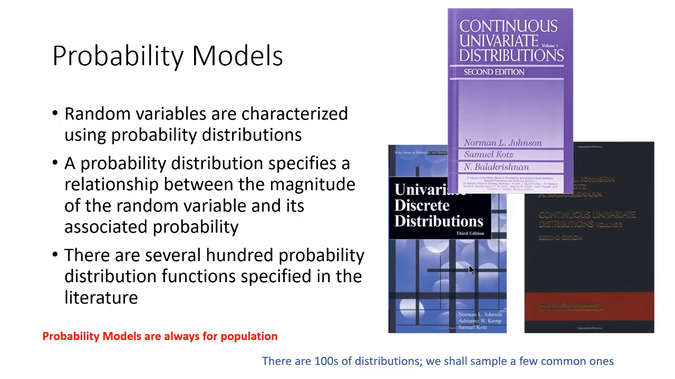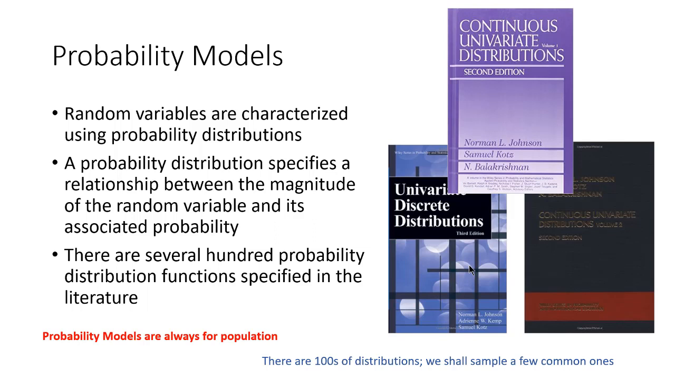So the probability models, random variables are characterized using probability distribution functions. There are hundreds of probability distribution functions. The 3 books that I show here, particularly Kotz et al., and Kotz, Johnson, and Balakrishnan for continuous univariate distributions, and then Johnson, Kemp, and Kotz for discrete distributions, are books that document hundreds of distributions.